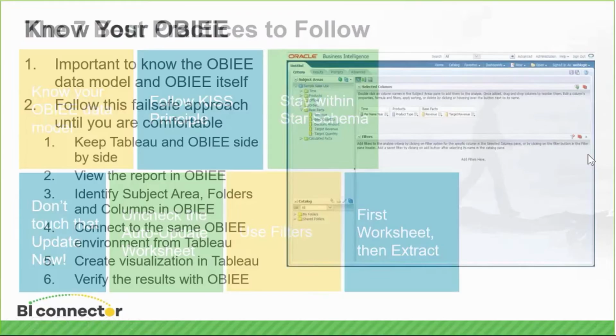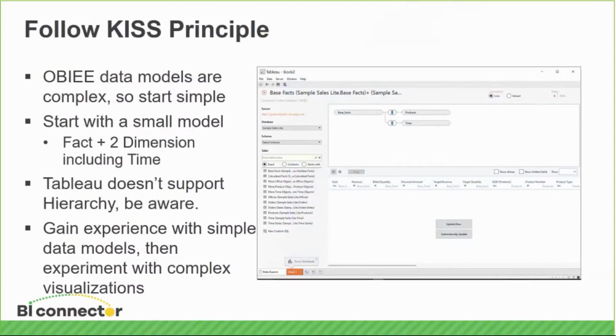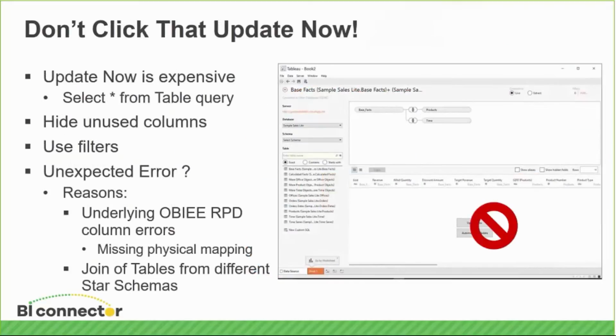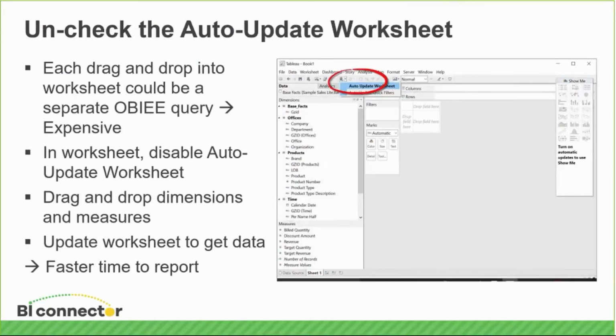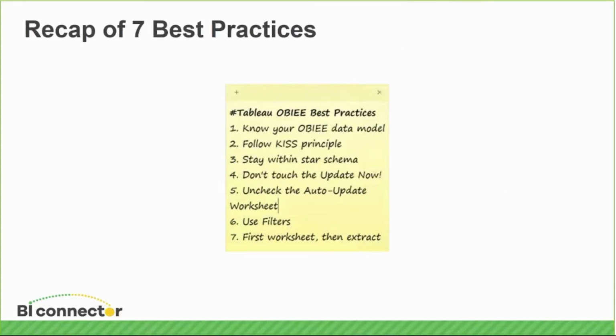In this slide deck, we have all the details of all the 7 principles, which we will share with you so that you can review it at your convenience. I'm not going to go through them again, but here's a quick recap of the 7 best practices. The first one is, of course, know your OBIEE data model so that you can choose the right columns and get the right results from within Tableau.